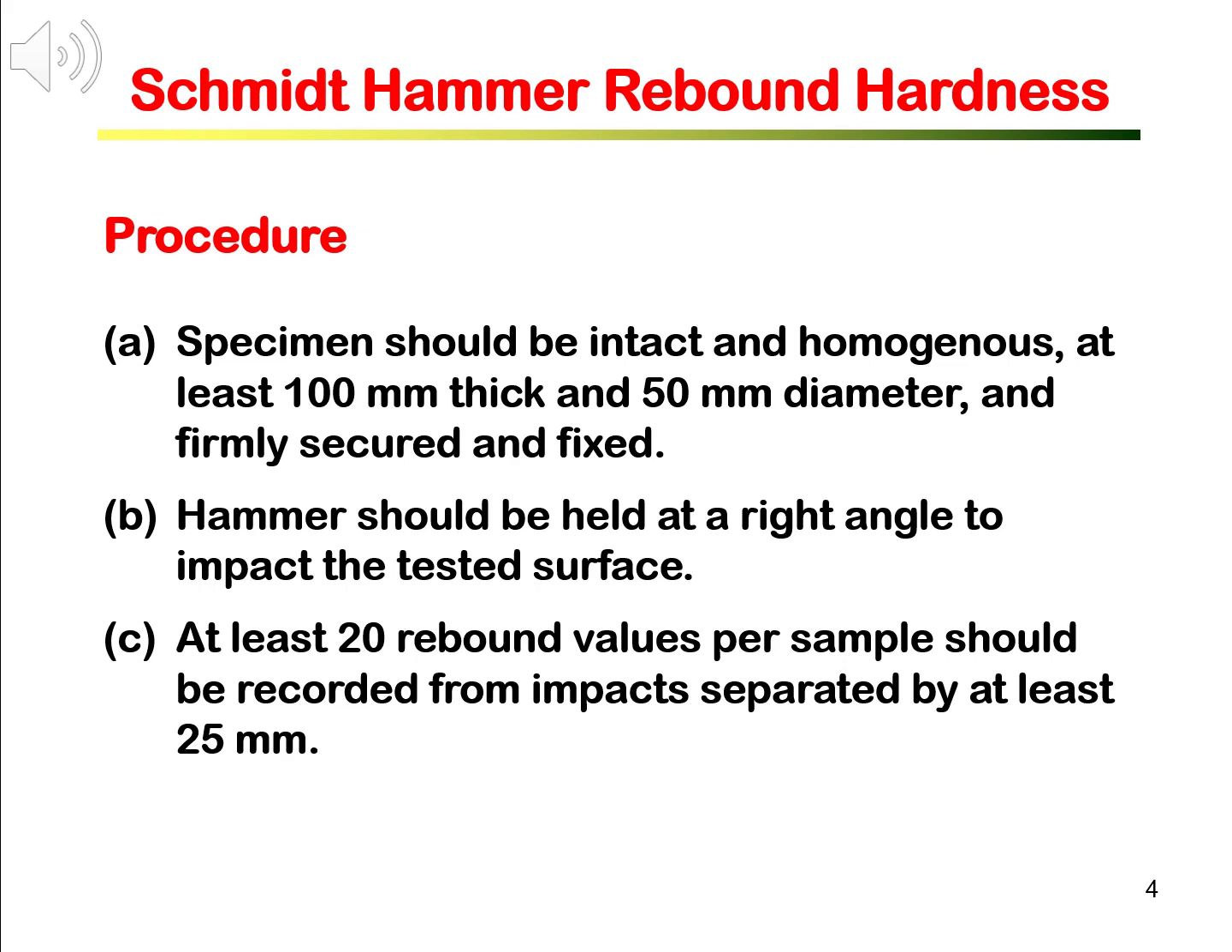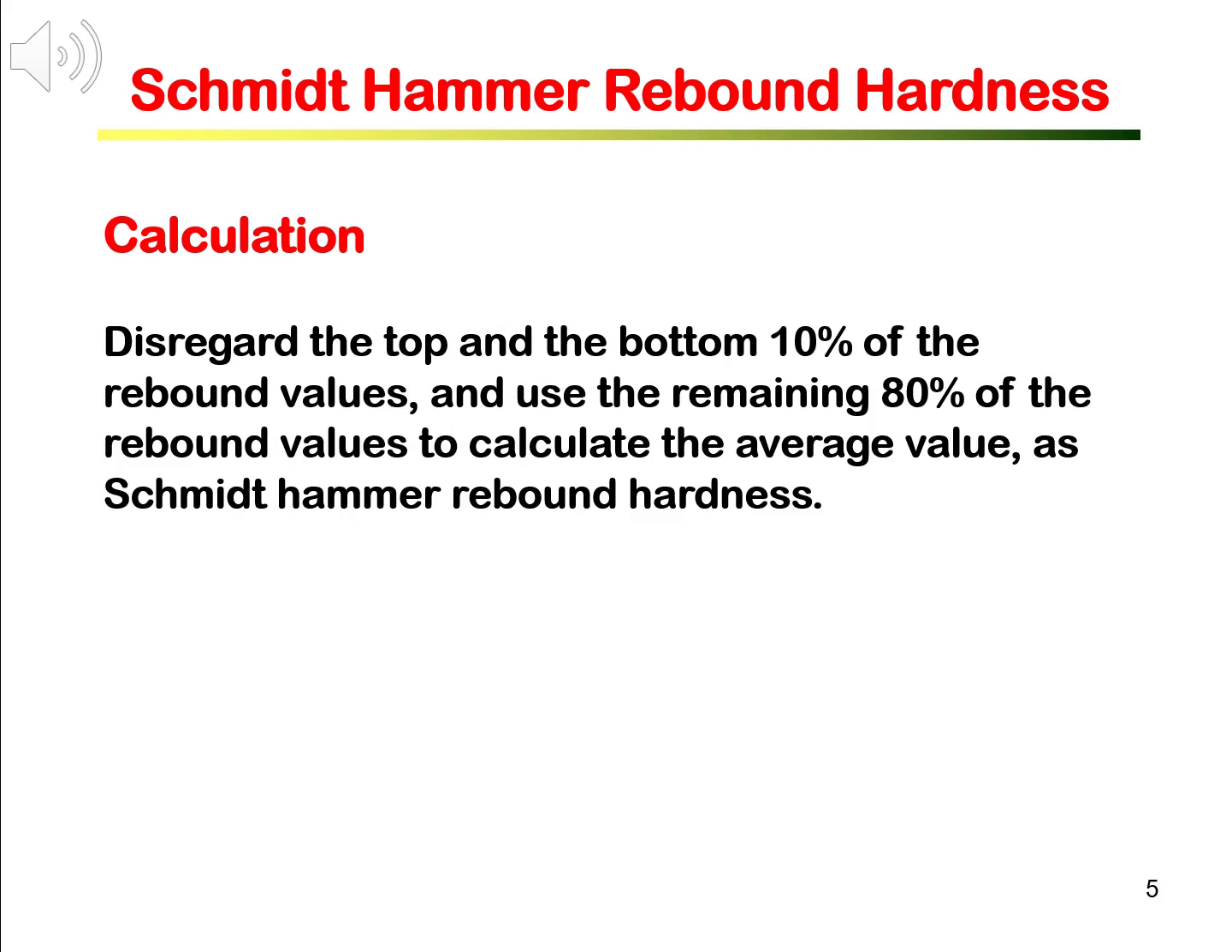At least 20 rebound values per sample is required. If it is done on a large block or on a concrete surface, the impact should be separated by at least 25 millimeters. The test is very straightforward, and you can do many impacts on a large block or a larger surface, as long as there is sufficient space.